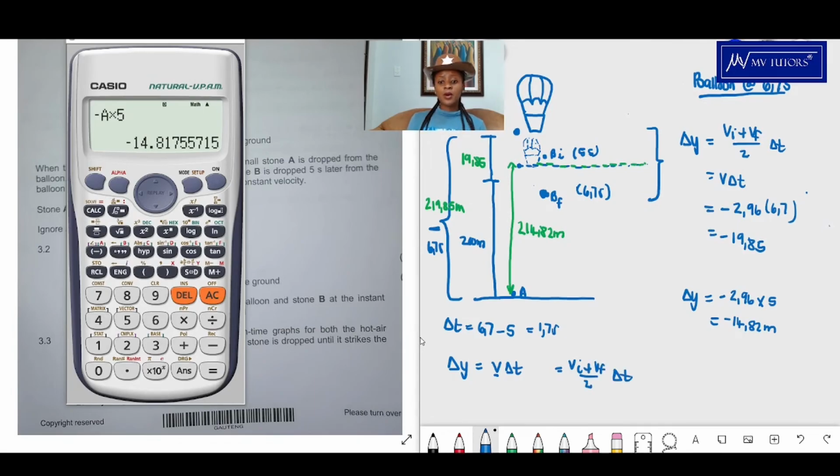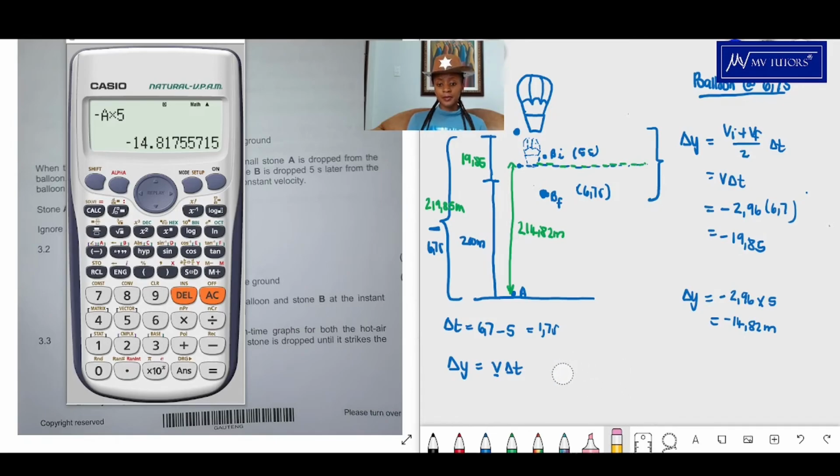I know the initial velocity of B. It was 2,96 because it's the same story as stone A. The initial velocity will not be 0, even if it was dropped, because there's a hot air balloon busy moving up. Its initial velocity will be the same as the speed of the hot air balloon. So I know the initial, but I don't know what the final velocity is at 1,7 seconds. So I'm not going to use this formula here. It's going to just mess me up.